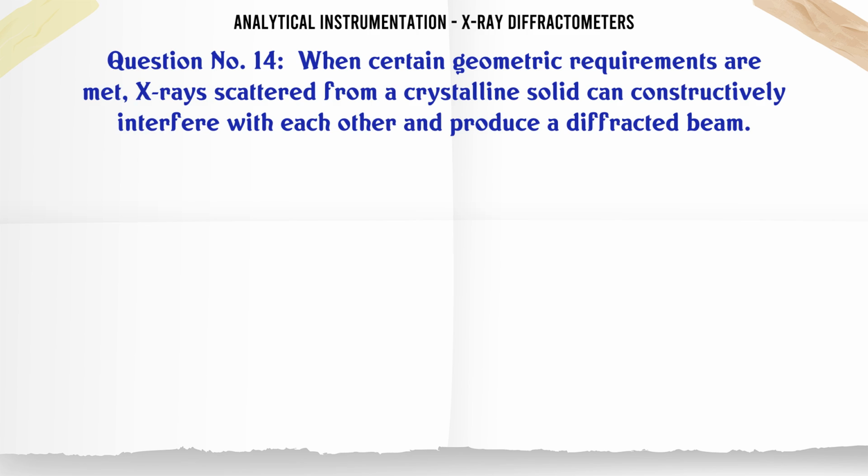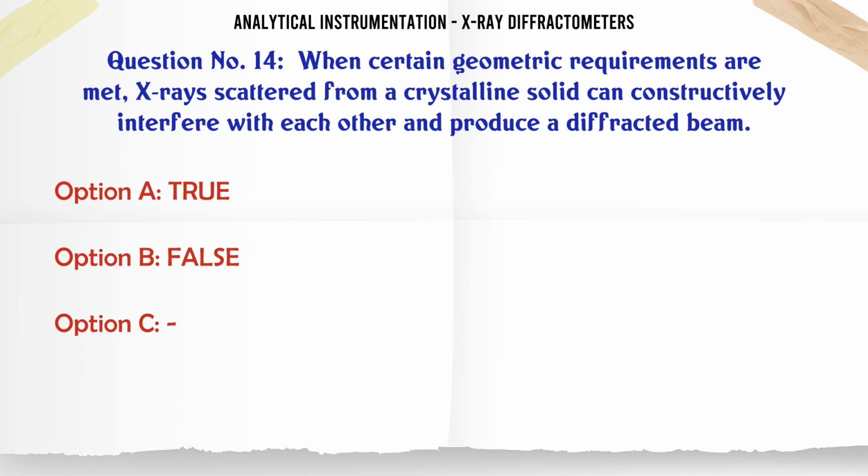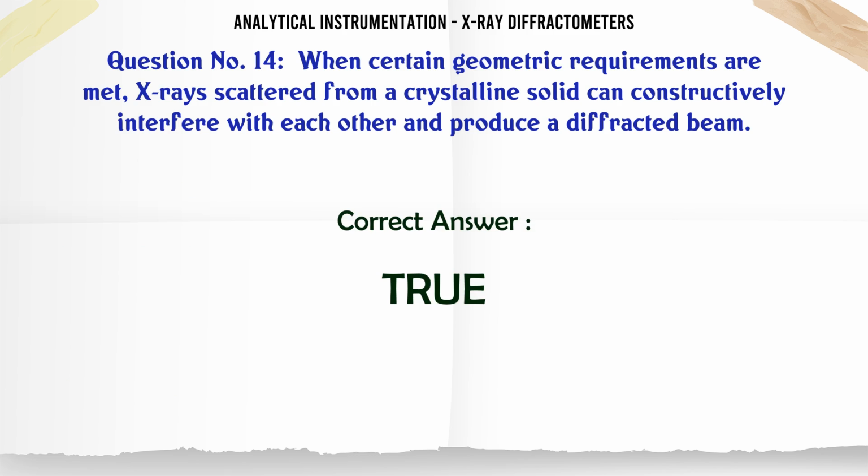When certain geometric requirements are met, X-rays scattered from a crystalline solid can constructively interfere with each other and produce a diffracted beam. A. True. B. False. The correct answer is true.